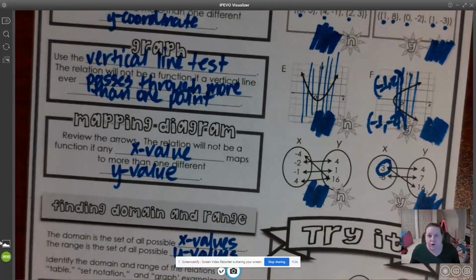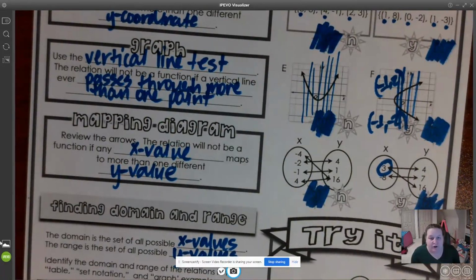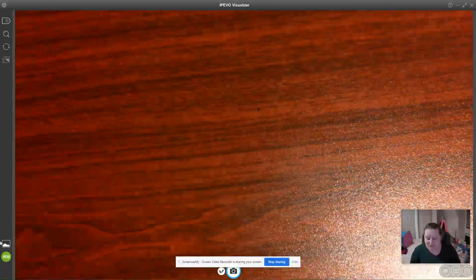So if you're at home, there's an IXL strand for you to work on. If you're in person, you're going to be doing a sort, and I will go over those directions. If you have any questions, let me know, and I will chat with you soon.